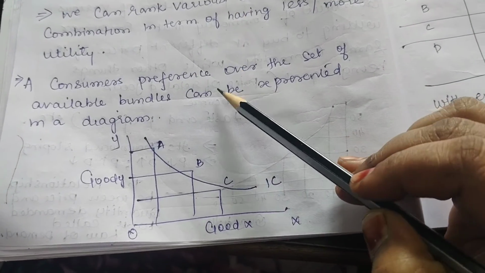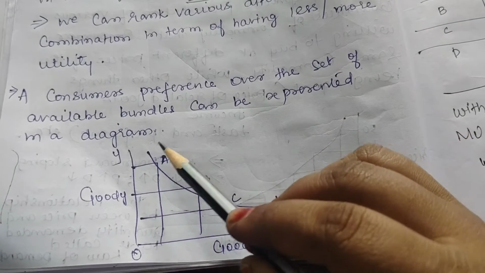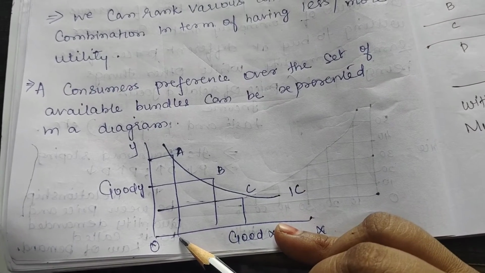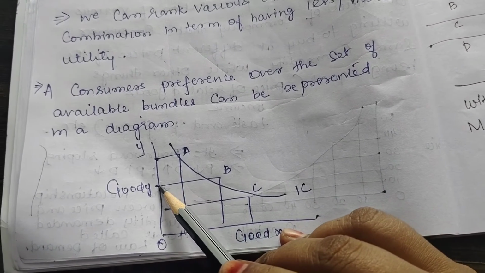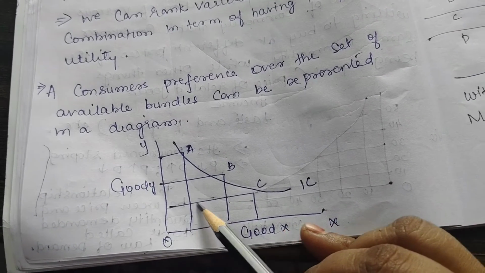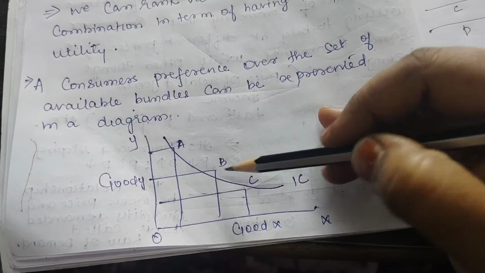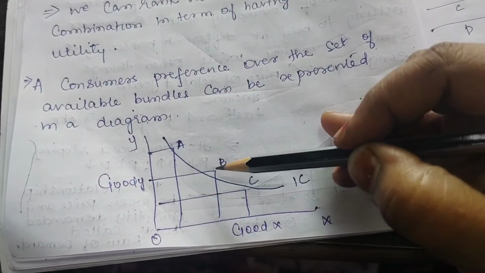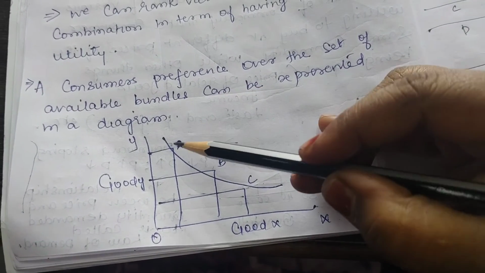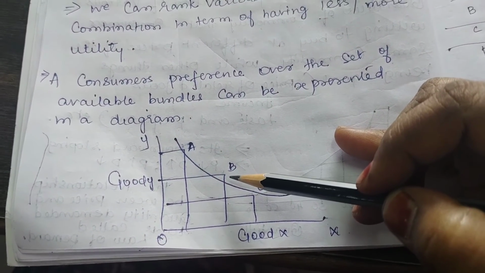A consumer's preference over the set of available bundles can be represented in a diagram. For example, if the consumer prefers more of good Y and this much of good X, this is one combination, and this much of good Y and this much of good X is the other combination, and less of good Y and more of good X is another combination. So these points A, B and C are various bundles of combinations, but they give the same level of satisfaction to the consumer. Though they are different combinations, the satisfaction is indifferent. That is why it is called an indifference curve.